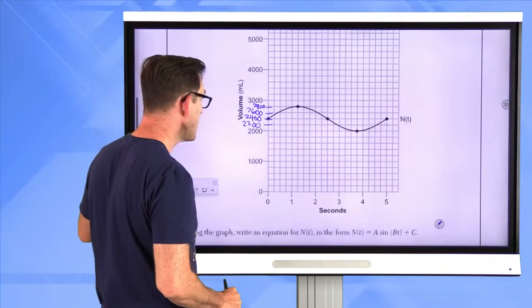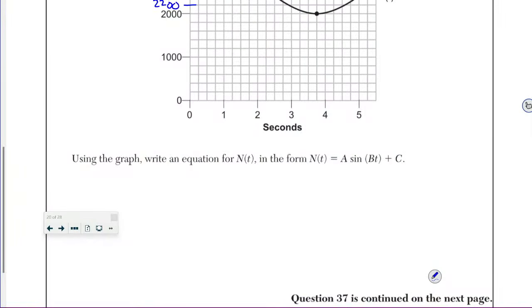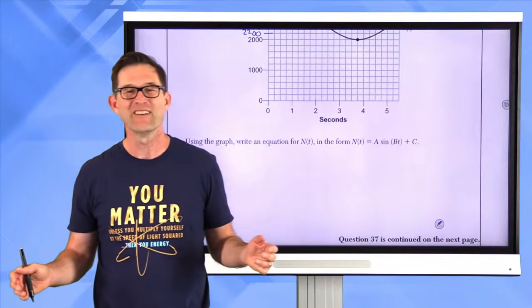So now let's go down here. Let's take a look at the first part of the problem. Using the graph, write an equation for N of t in the form N of t equals A times sine of Bt plus C. Awesome. Man, you can't get any better than this.